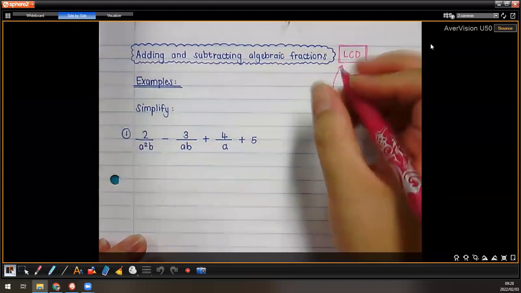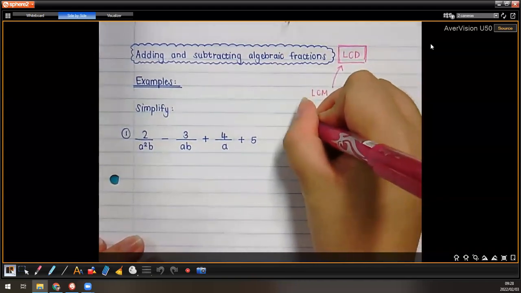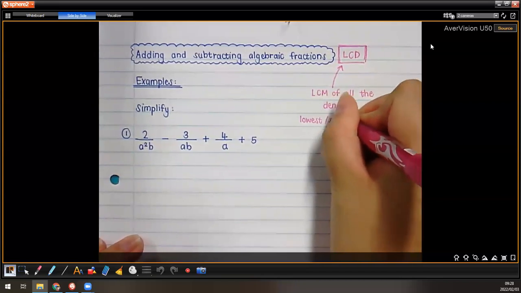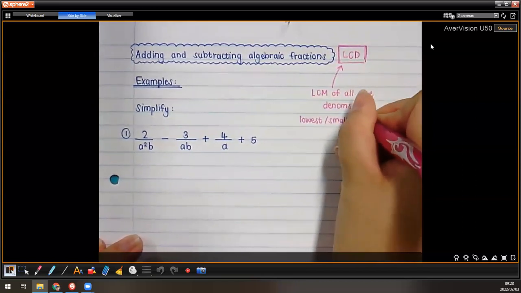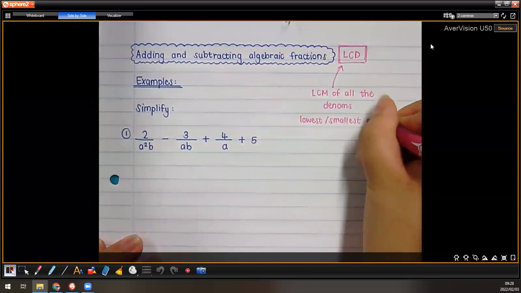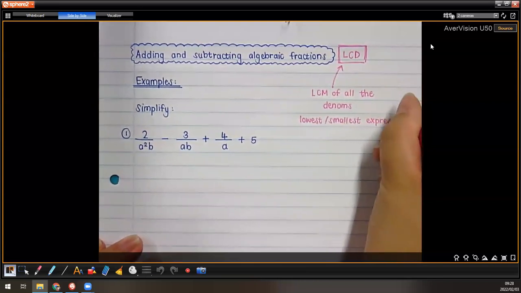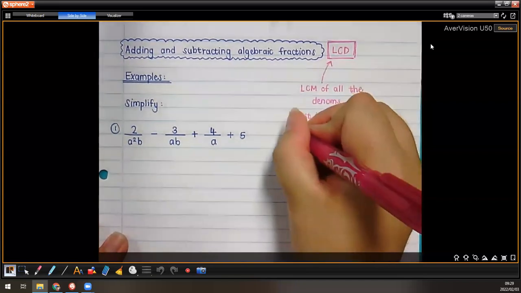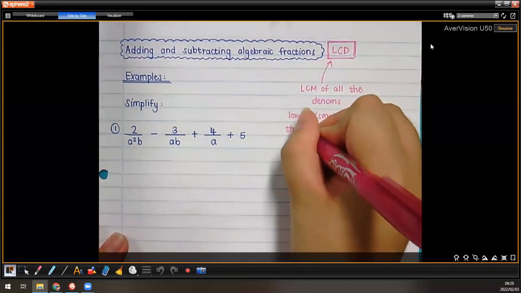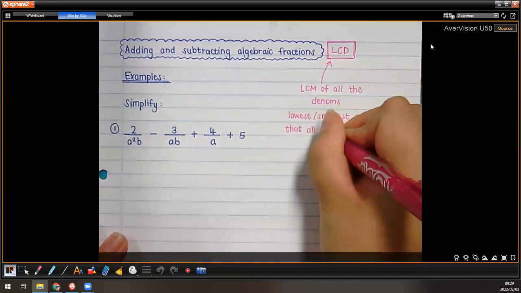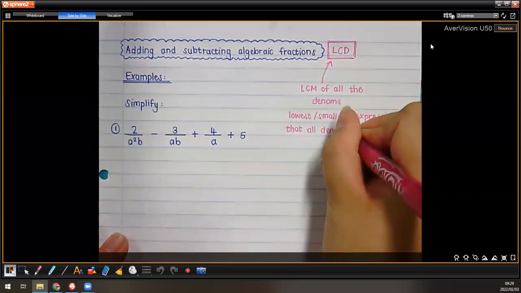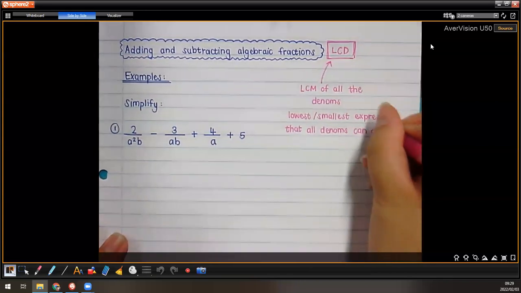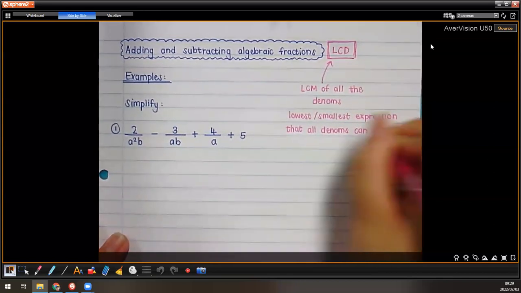Okay, so I'm just going to write here the lowest or smallest expression that all denominators can divide into.